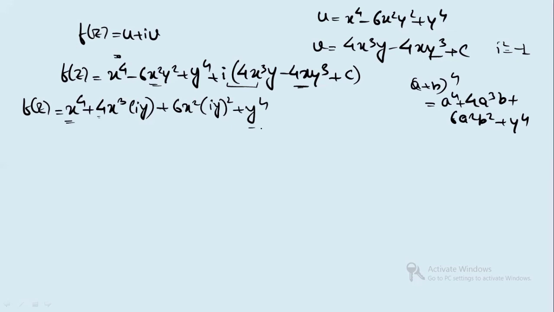This is x to the power 4. This is y to the power 4. Right? So this is 4 a cube, that means for x cube, b is iy. Again here you are having what? 6a square b square. So a is x square, and I'm considering this, you will write it as (iy) whole to the power 4. Clear? So finally you can write it as (x plus iy) whole to the power 4.